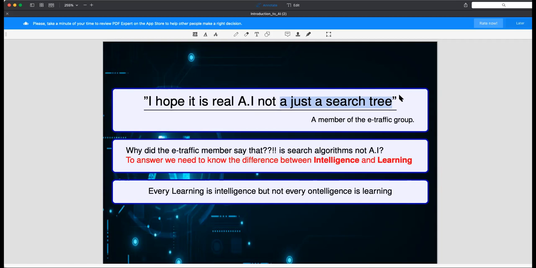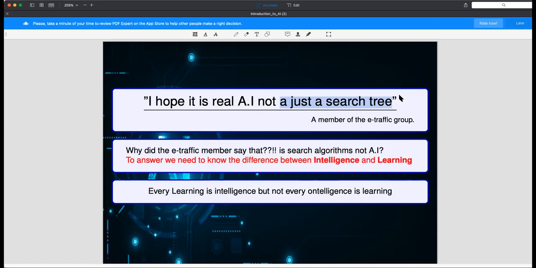My famous statement, you know, every learning is intelligence, but not every intelligence is learning. So basically, learning is a subset of intelligence.